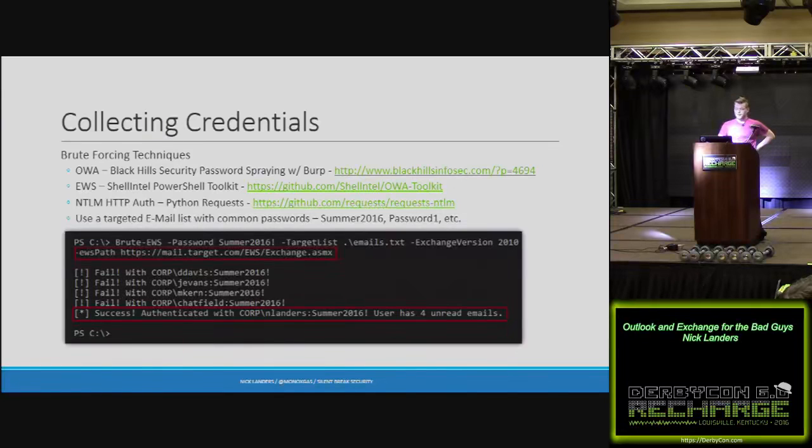And then for NTLM HTTP auth, I've run into some situations where I needed to do raw HTTP NTLM auth brute forcing. Burp does not do this as far as I'm aware. So I just used the requests library inside of Python. There's a GitHub page for an NTLM auth plugin for that. And I just scripted it out inside of Python to push against that too.